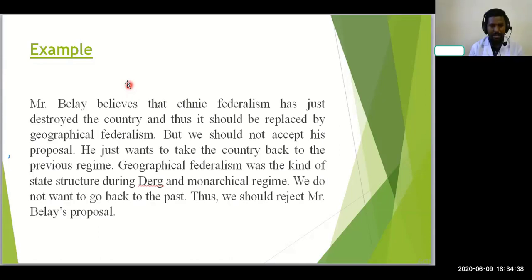Thus, we should reject Mr. Belay's proposal. Substantially, the person who is against the view of Mr. Belay does not differ on the substantial argument. The only difference is that this argument tries to change what Mr. Belay says. These two individuals both accept that ethnic federalism must be destroyed. But what the second arguer tried to suggest is that geographical federalism will restore the previous monarchical regime. You see how he commits the fallacy. This is the way the straw man knockdown is committed.